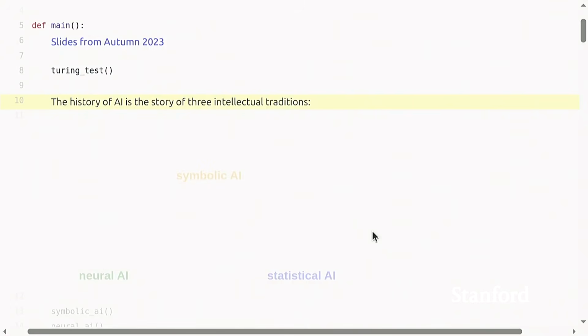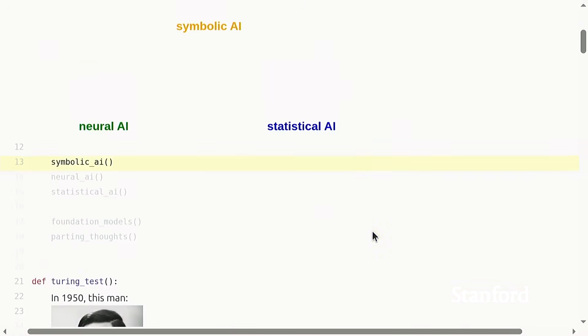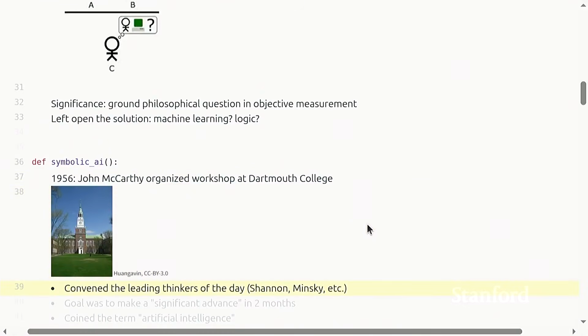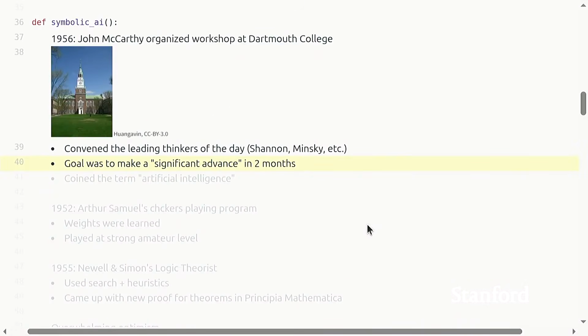So then, after 1950, the history of AI, I'm going to tell in 3 different stories: symbolic AI, neural AI, and statistical AI. So in 1956, John McCarthy, who was at MIT at the time, but later founded the Stanford AI Lab, organized a workshop at Dartmouth College and convened the leading thinkers of the day. So these were kind of the brightest minds. And the goal was to come together in 2 months and make a significant advance in AI. They didn't exactly solve too much, I think, but they did coin the term artificial intelligence, which has stuck with us.